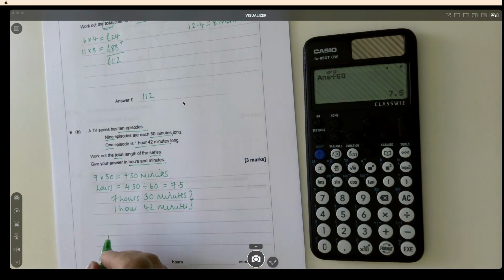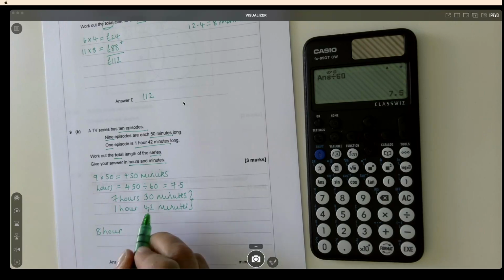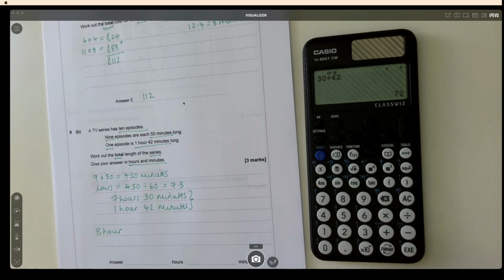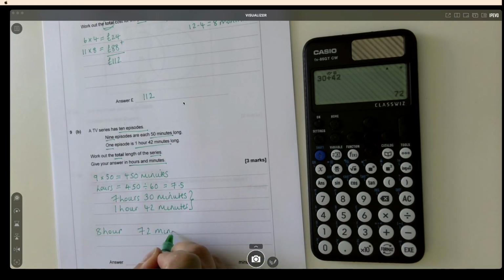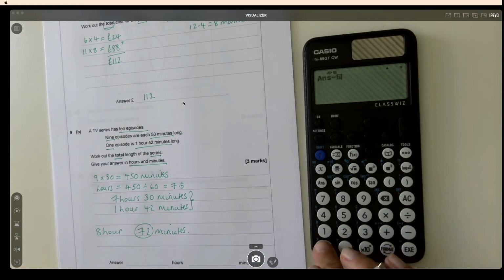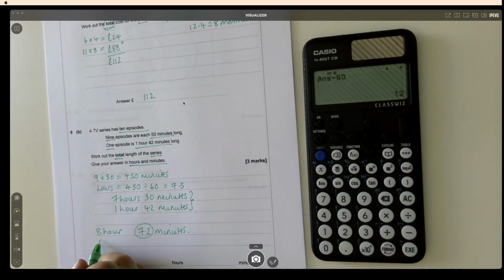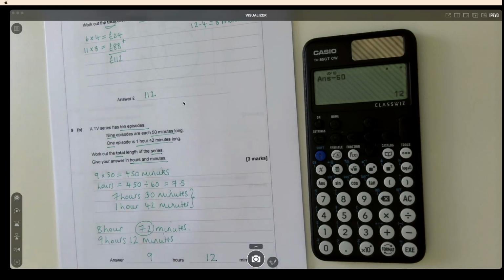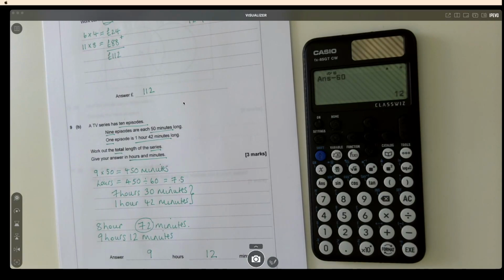So we need to find the total of these two. So 7 hours plus 1 hour is 8 hours. 30 minutes plus 42 minutes, 30 plus 42 is 72. So it's 72 minutes. This has gone above 60, so we need to convert that into hours and minutes as well. If we subtract 60 from 72, that's 1 hour to add on. So we've got 9 hours and then the remaining 12 minutes. So our answer is 9 hours, 12 minutes for the full series.